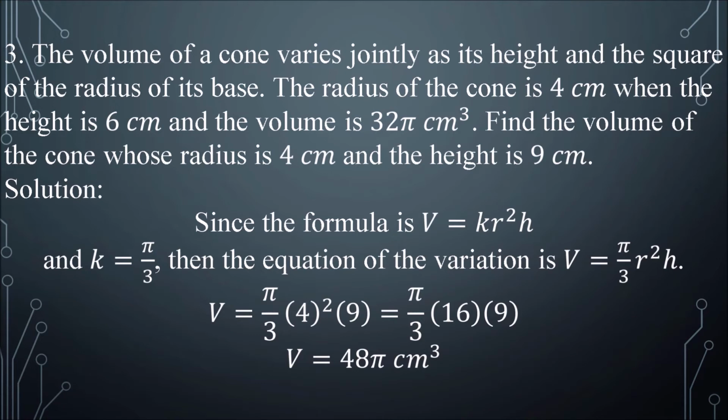And then 16 times 9 divided by 3 is 48. Or you can have 9 divided by 3 is 3, and then 16 times 3 is 48. So the volume is equal to 48 pi cm cubed when the radius is 4 cm and the height is 9 cm.